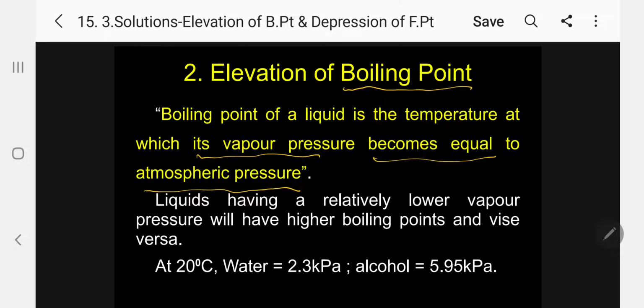Now, liquids having relatively lower vapor pressure will have higher boiling point and vice versa. So, boiling point and vapor pressure are interrelated. Lower vapor pressure will have higher boiling points. Higher vapor pressure will have lower boiling points. This is the characteristic of any volatile liquids. At 20 degrees, the vapor pressure of water is 2.3 kilopascal. Alcohol is 5.95 kilopascal, the value of the corresponding vapor pressure.